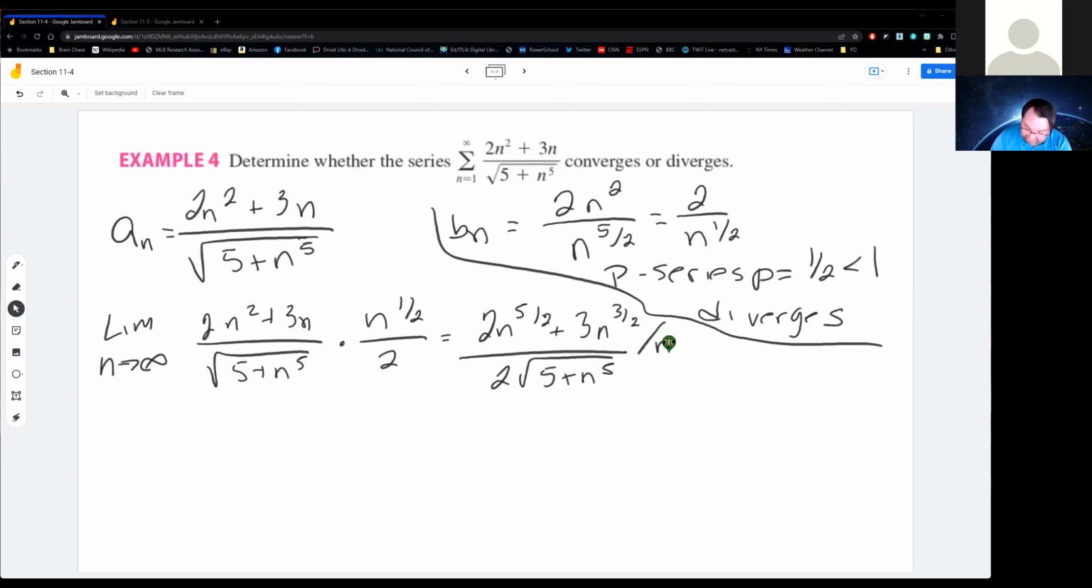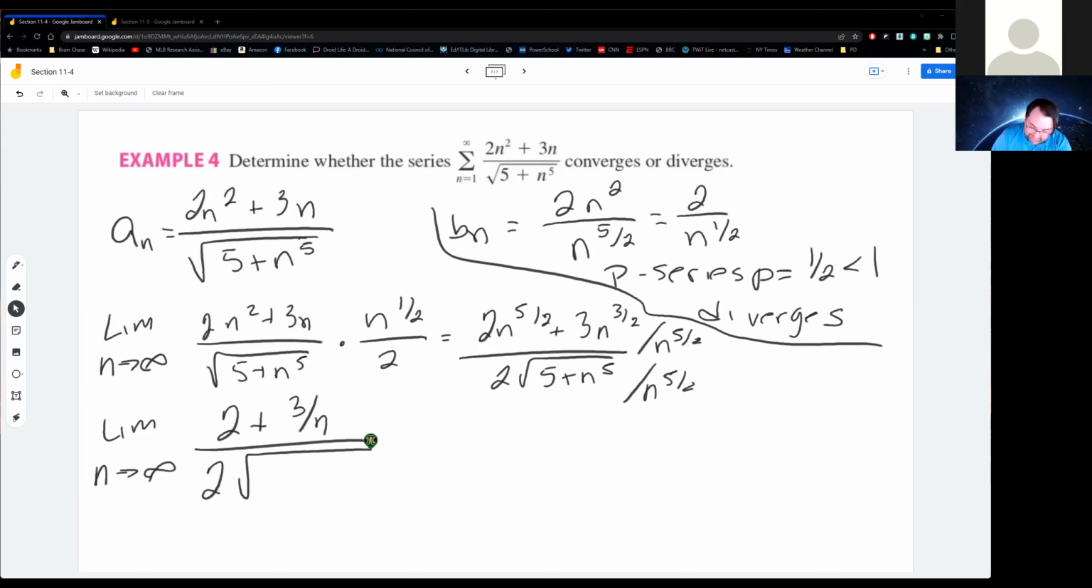So that just becomes 2 plus 3 over n on the top. And the bottom becomes 2 times the square root of 5 over n to the 5th plus 1. And that limit then becomes 2 over 2, which equals 1. They don't always come out to be 1.